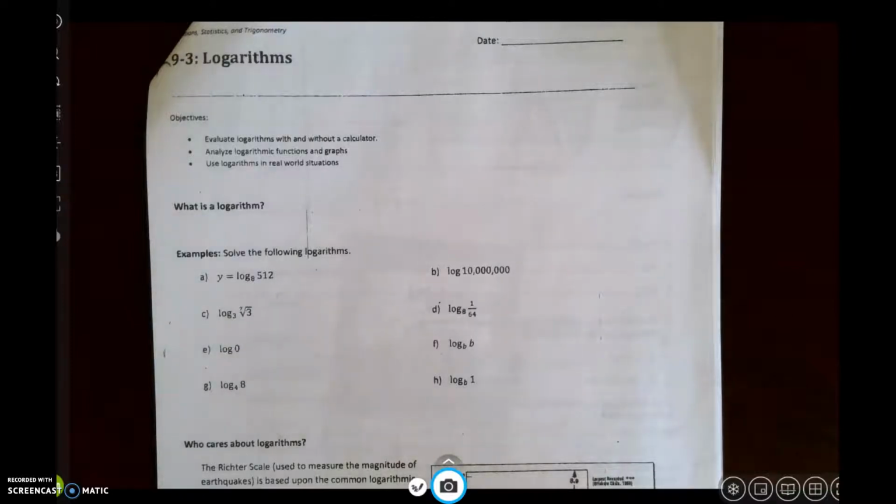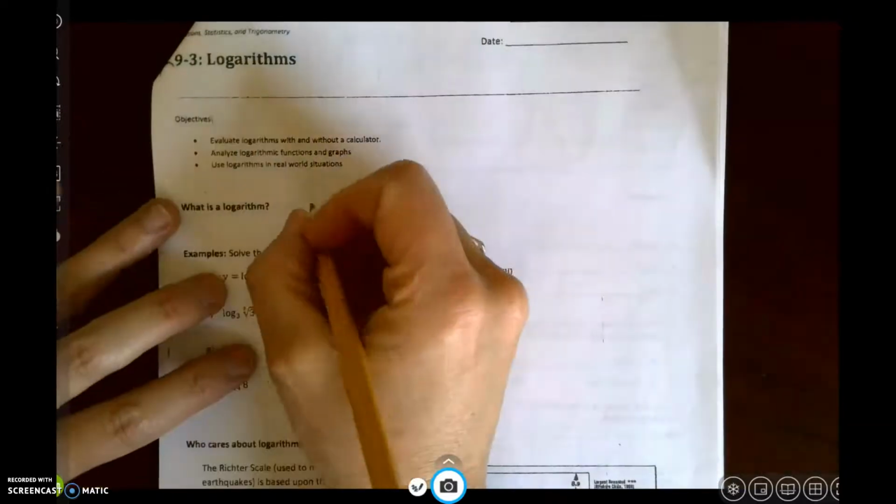These are our notes on 9.3 logarithms. You guys, I think, have done logarithms in Algebra 2. I'm pretty sure you got to them. If not, we're going to talk about them here in Trig. What is a logarithm? A logarithm is an exponent. Actually, I should say the answer to a logarithm is an exponent. I'll show you what I mean.